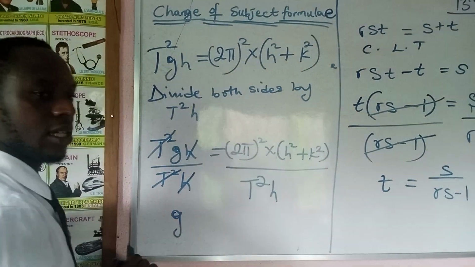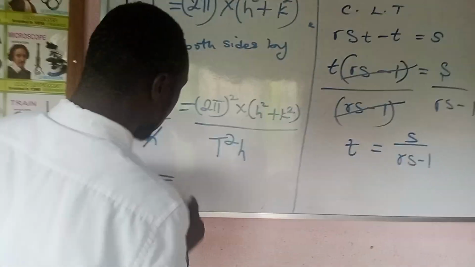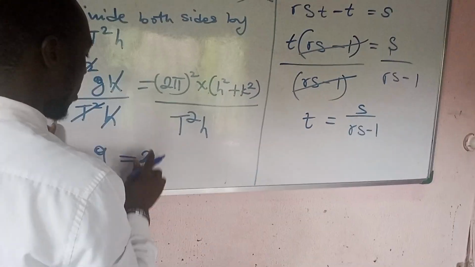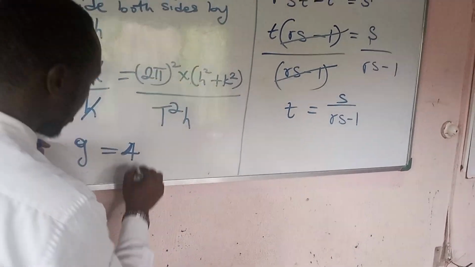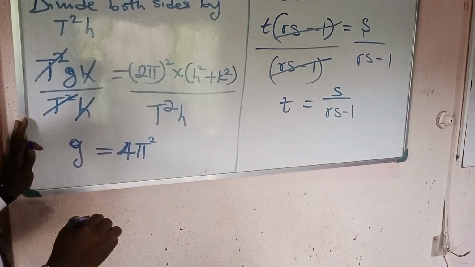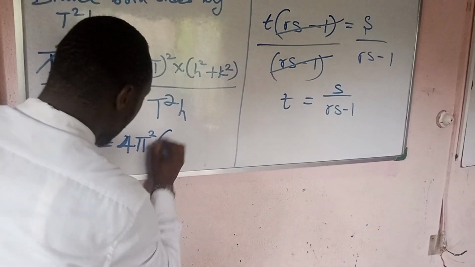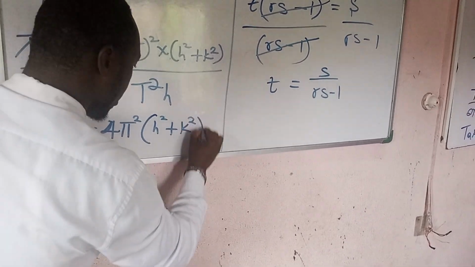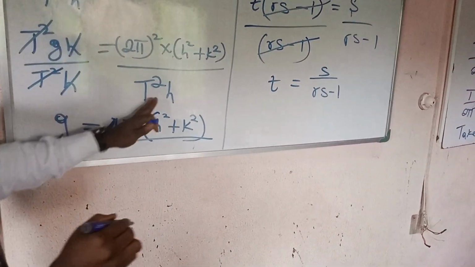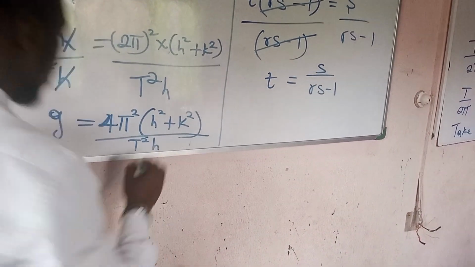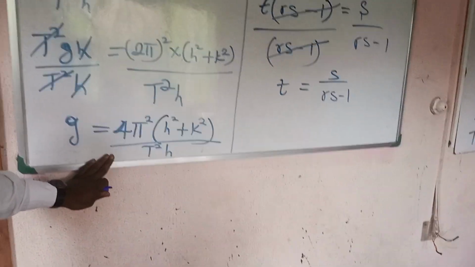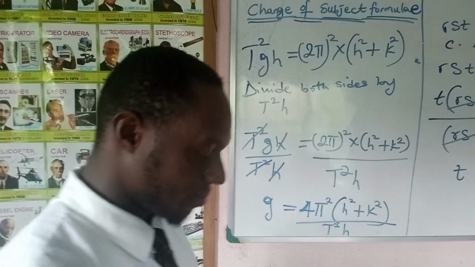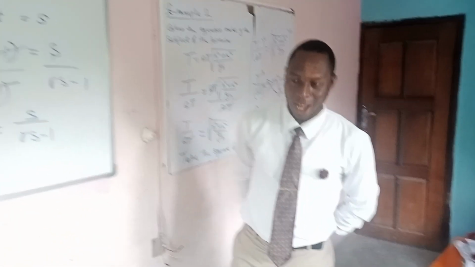So we say g equals, we can open this up, 2 squared is what? 4. And then 4 times pi squared into h squared plus k squared, all over t squared h. Are you following? Yes, sir. We have been able to make G the subject of the formula. Any questions? Understand? Yes. All right, so clap for yourself.